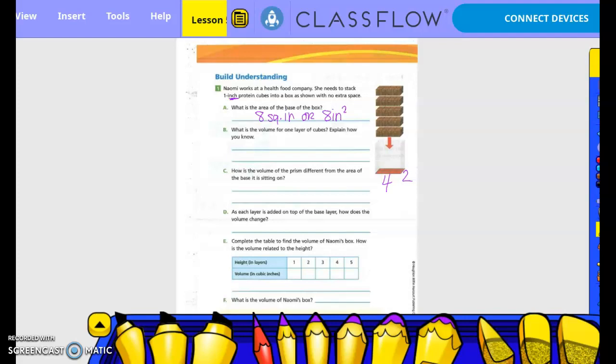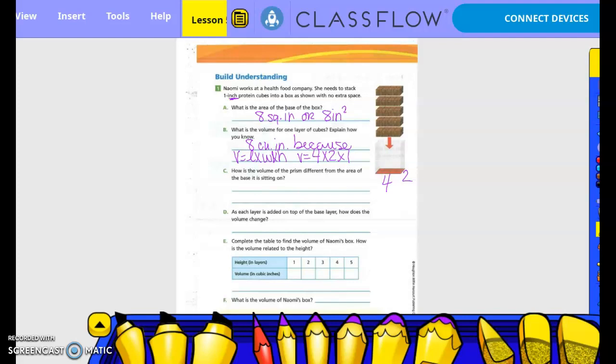Okay, so only one layer. So how thick is a layer? Only one, right? So it would still be 8 what? 8 cubic inches, because we found the volume, right? Volume equals length times width times height. In this case, the length was 4, the width was 2, and the height is 1 because we only have one layer, right?